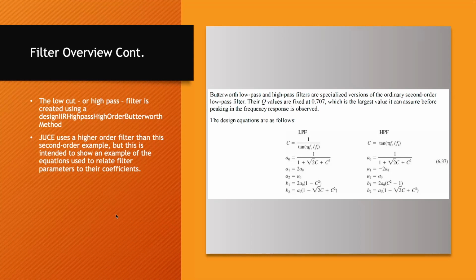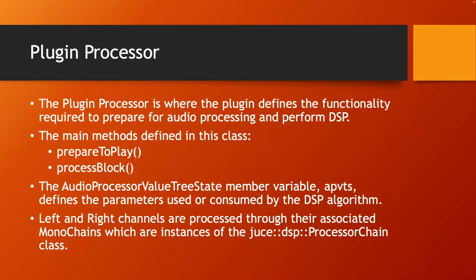Now that we have reviewed some things that we know about DSP filters, let's talk about the code. The plugin processor is the heart of the JUCE plugin. It is where the plugin defines the functionality required to prepare for audio processing and perform the signal processing algorithm. The main methods defined in this class are the prepare to play and process block functions. The audio processor value tree state variable member, APVTS, defines the parameters used by the DSP algorithm.